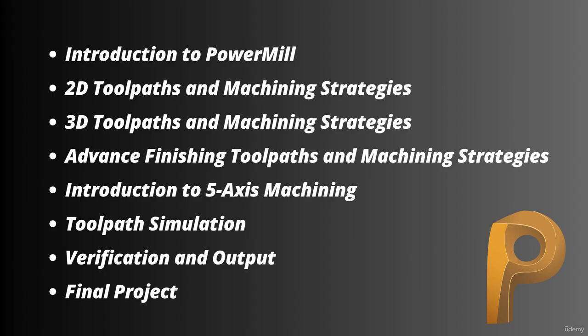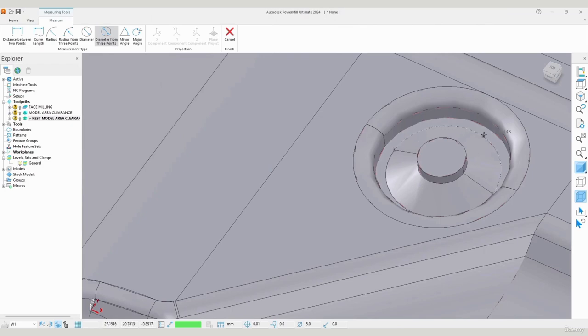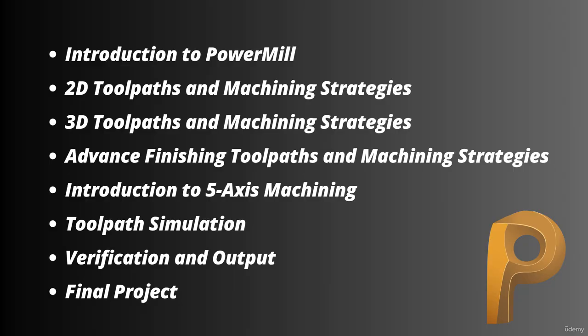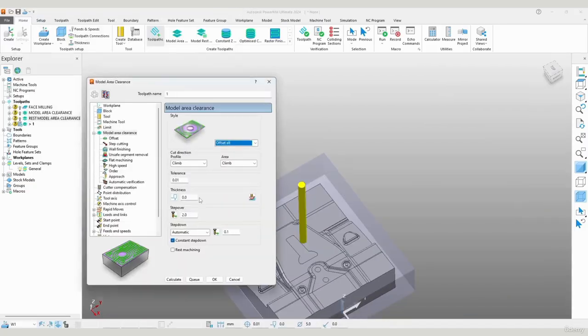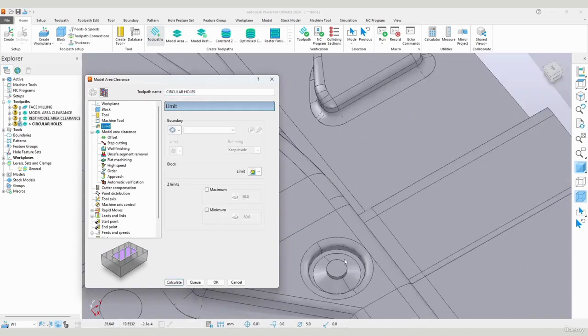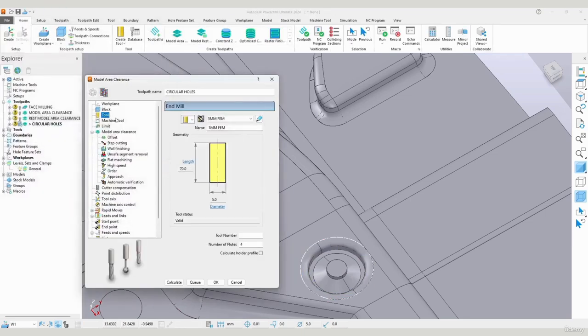The third module is all about the 3D toolpaths and machining strategies, where we dive into advanced 3D machining strategies, including model area clearance and rest machining techniques. Then advanced finishing toolpaths and machining strategies, where we are going to understand various finishing methods in two parts, focusing on techniques such as offset, flow line, and radial finishing.